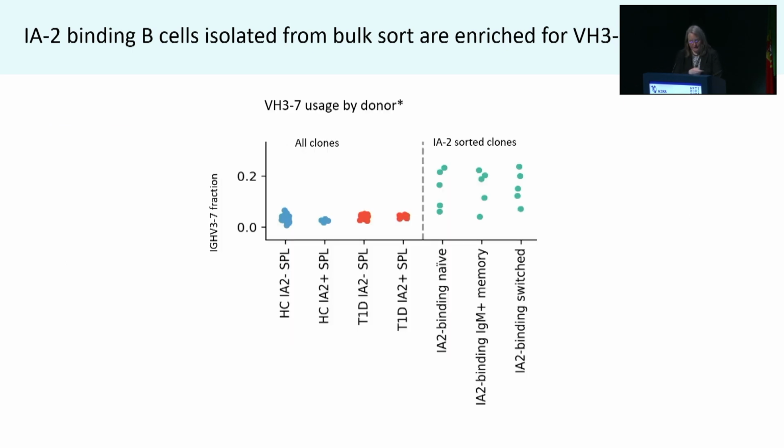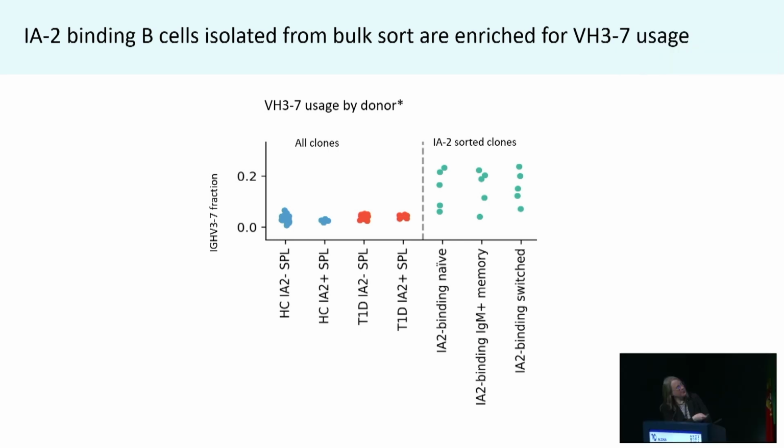You can see this here if you just look at global repertoires that are not enriched for IA2 versus individual people where you do the IA2 enrichment, and each dot here is a donor. You can see there's a clear increase in frequency.